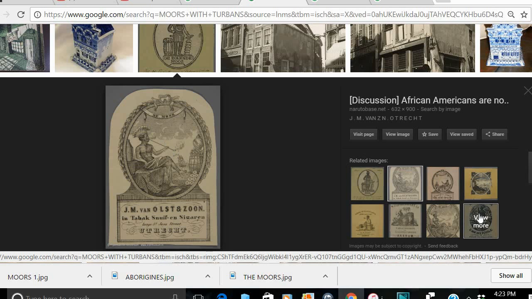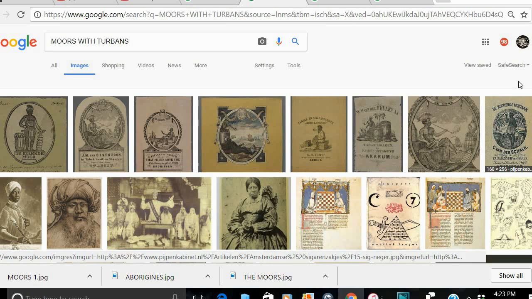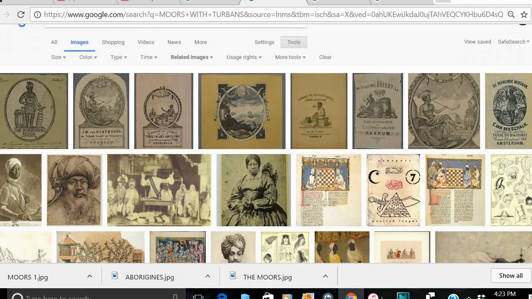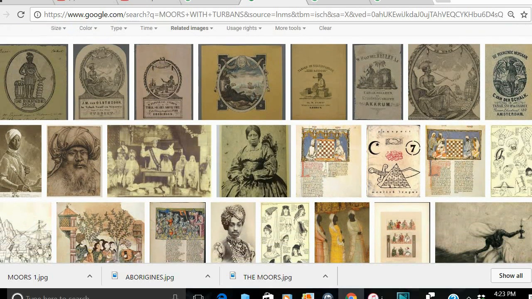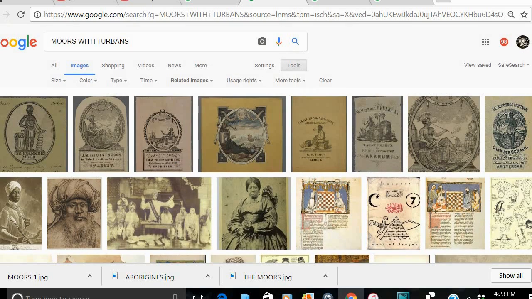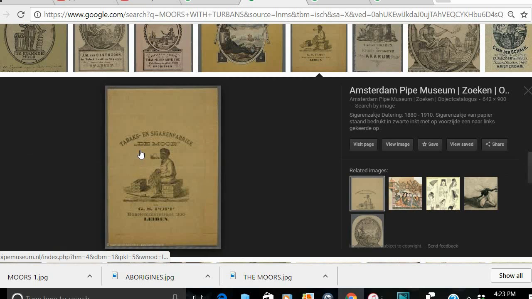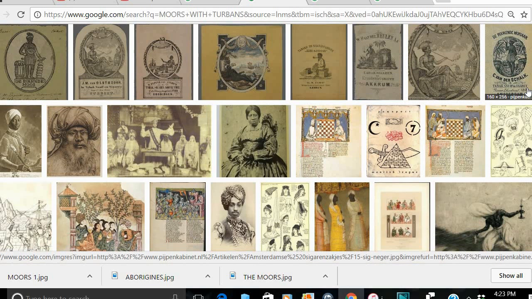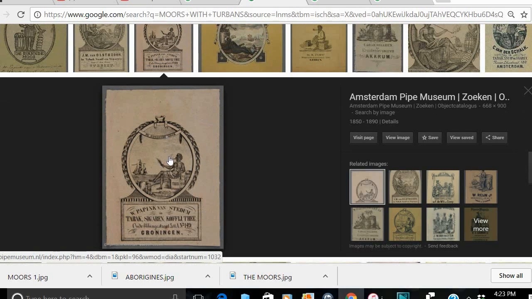Okay? Now look. Let me go back. I think that's about it, but they're calling him, look, the Moor. They're calling him a Moor right here. And these are old pictures. These ain't no new pictures. These are all old pictures. They're calling all these people and all these images Moors. He's got the nappy hair, you see?